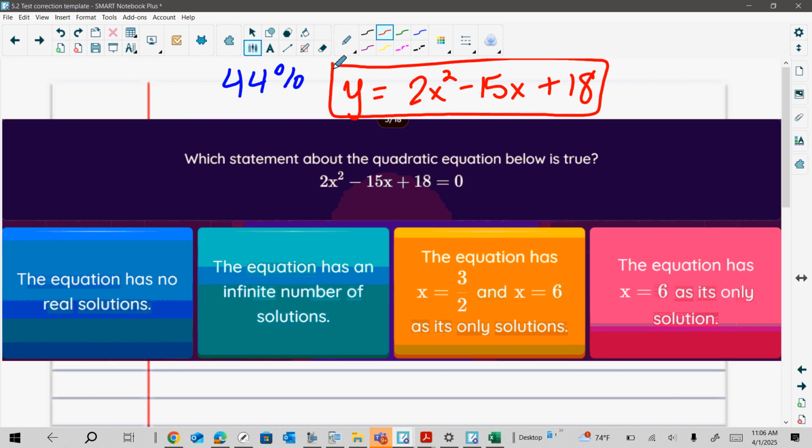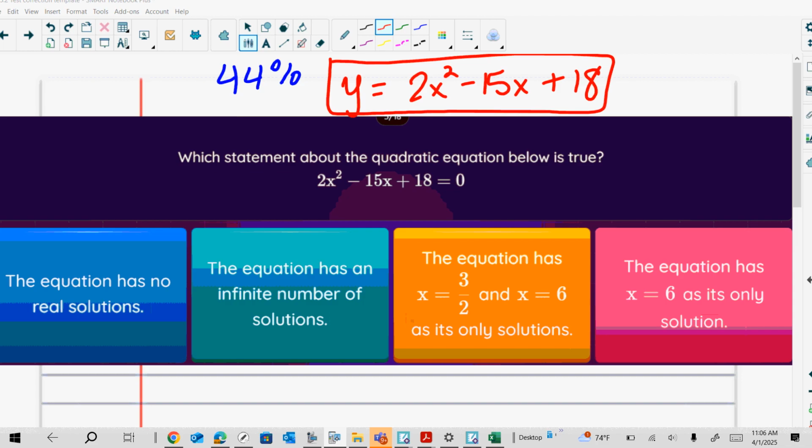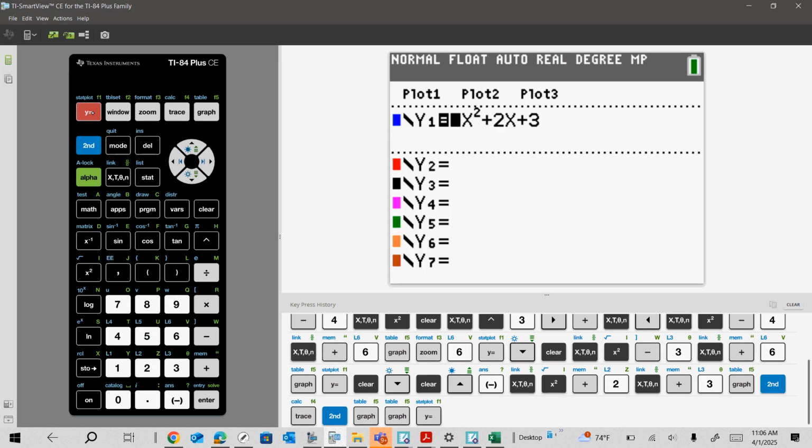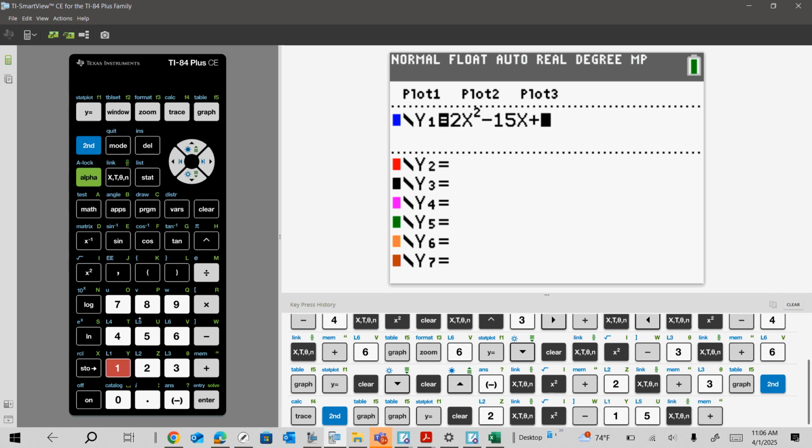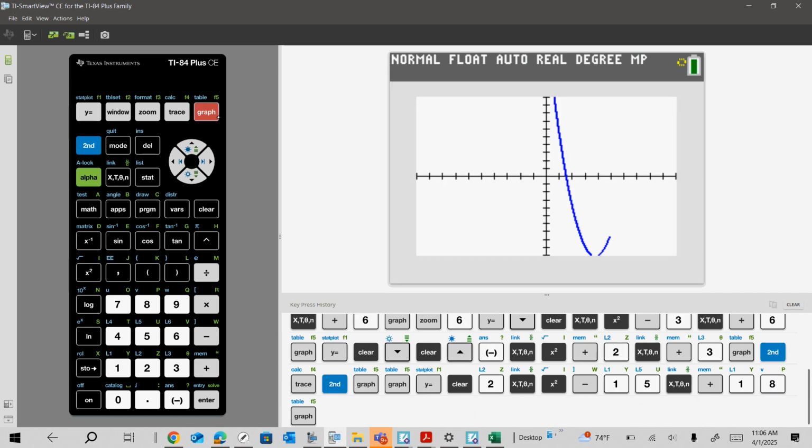Okay, so we're typing that in, 2x squared minus 15x plus 18. Then we hit graph. Can I see y equals? And can I hit zoom 6?